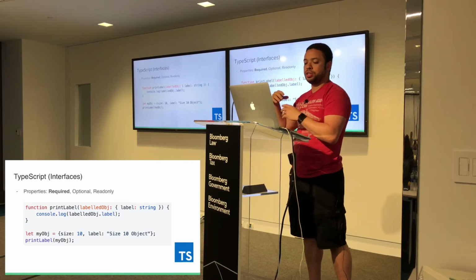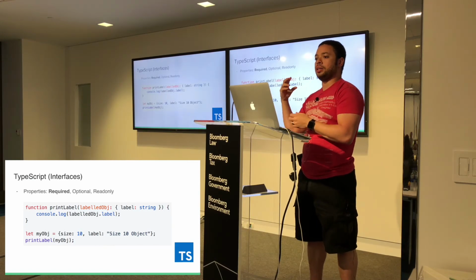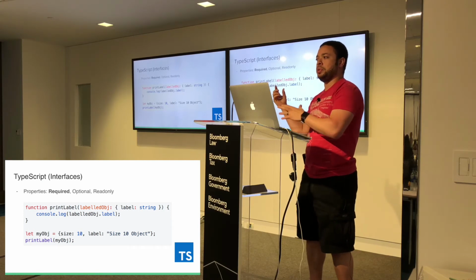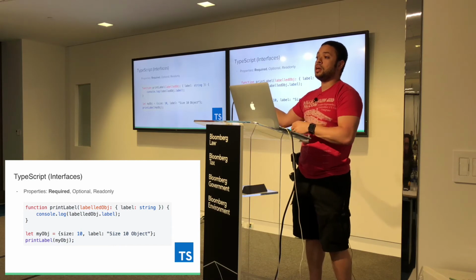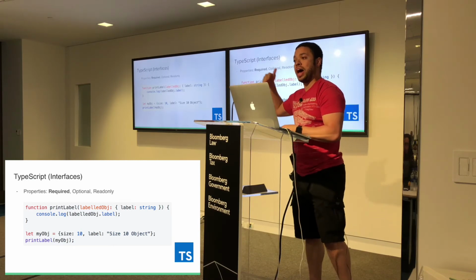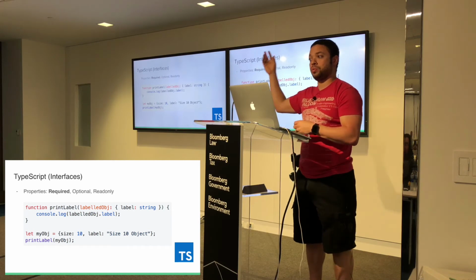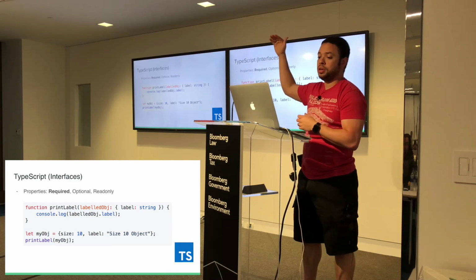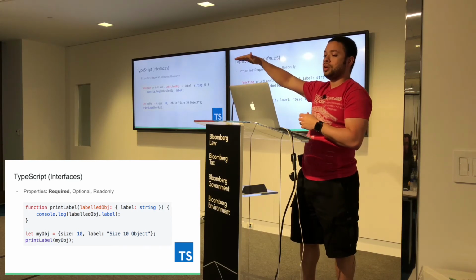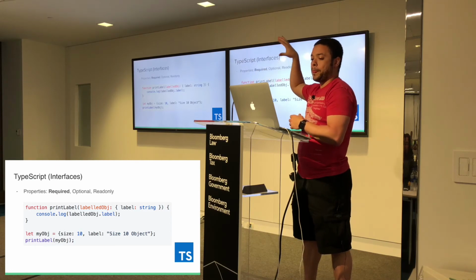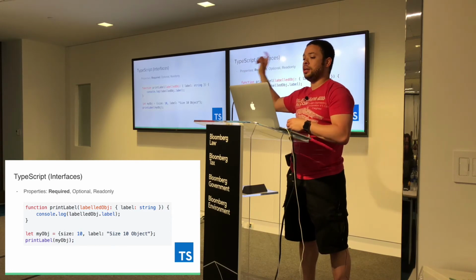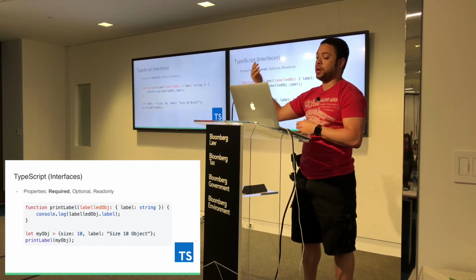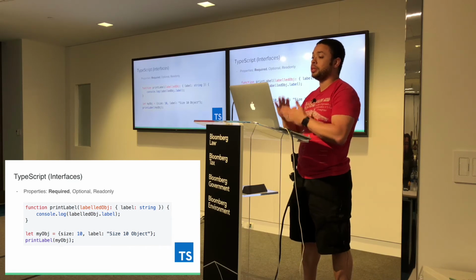This is a function called print label, and it has a label object as its first parameter, and we're saying I want this label object to be an object that at least has a label property that has a value of string. So we have to have the label key, and it has to have a value of string. If we jump to where it says let my object, we have an object with a size of 10, but we also have the key label, and its value is a string. So when we call print label with my object, this is good.